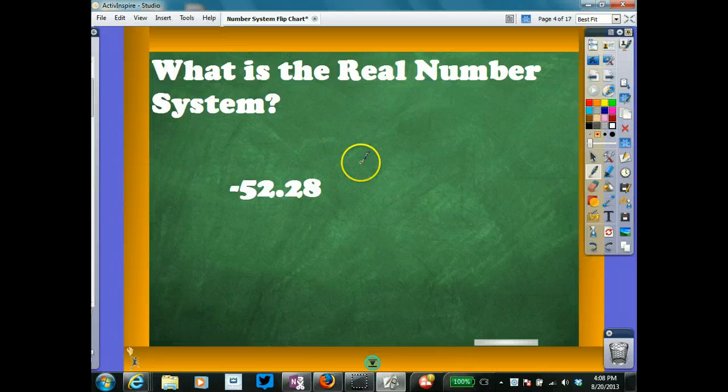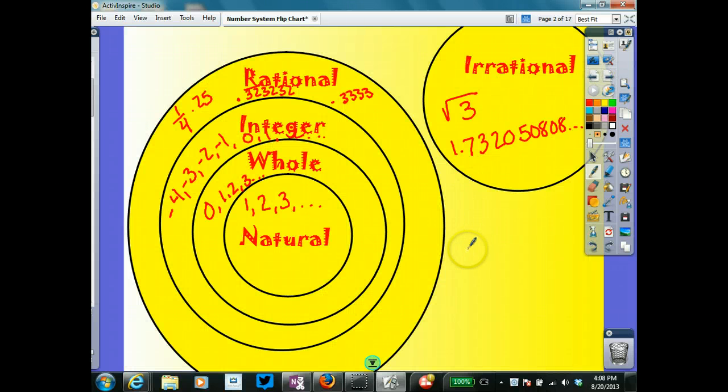Well, as we look back here, let's look back at our thing, negative 52.28. I'm going to write down here, negative 52.28. Well, if I look, it can't be natural, because it's a decimal. It can't be whole, still a decimal, and it's negative. Integers are negative, but they do not include decimals. So I have to look and say, is it either rational or irrational?